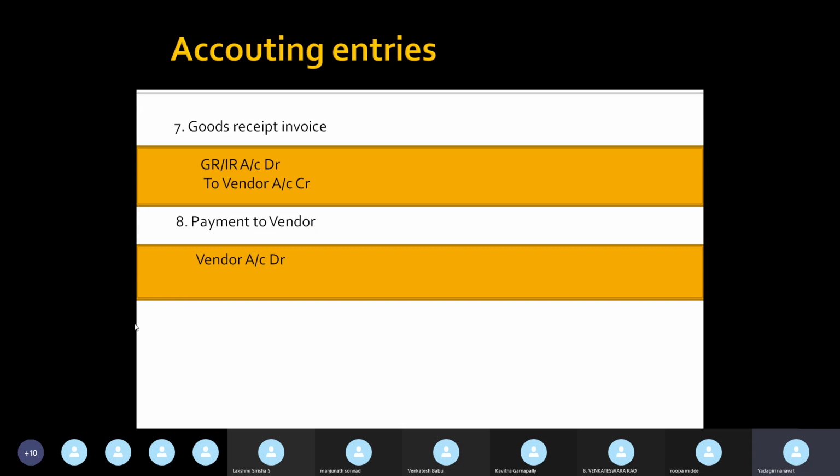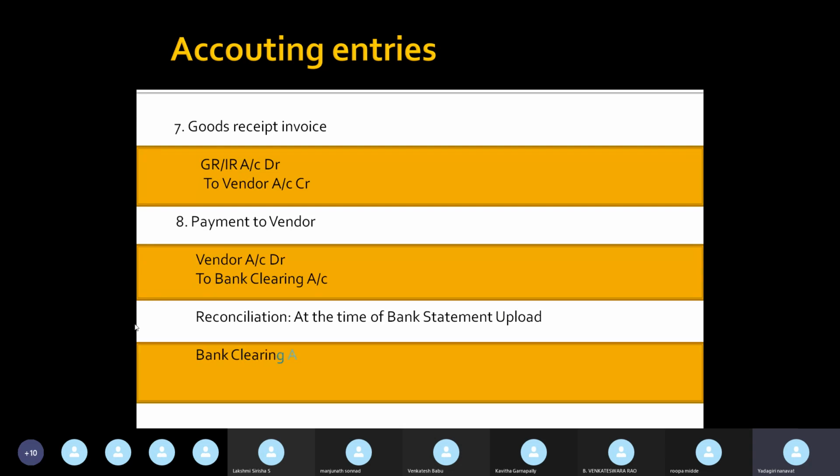The entry will be vendor account debit to bank clearing account credit. At the time of reconciliation, when we receive the bank statement, we will upload it and then reconciliation will happen. The bank clearing account debit to main bank account credit.